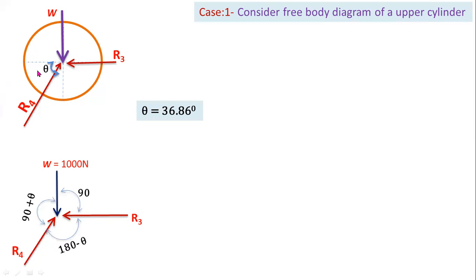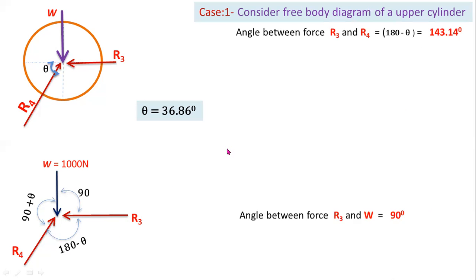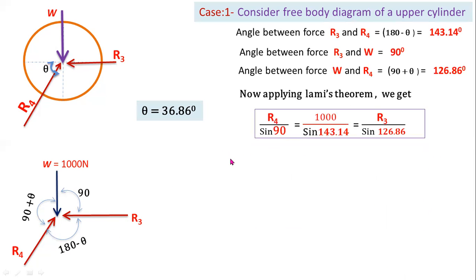Here you can observe the total angle is 180 from here to here. From this total angle you have to subtract this theta value. So 180 minus theta is the angle between these two forces. Now you have to apply Lamy's theorem. From Lamy's statement, each force is directly proportional to the sine of the angle between the other two forces.